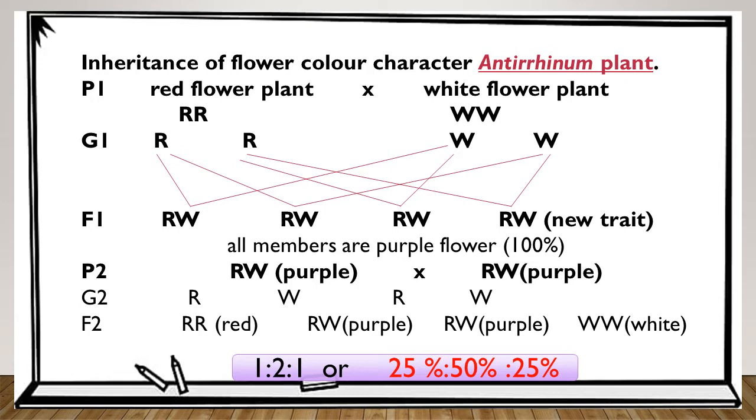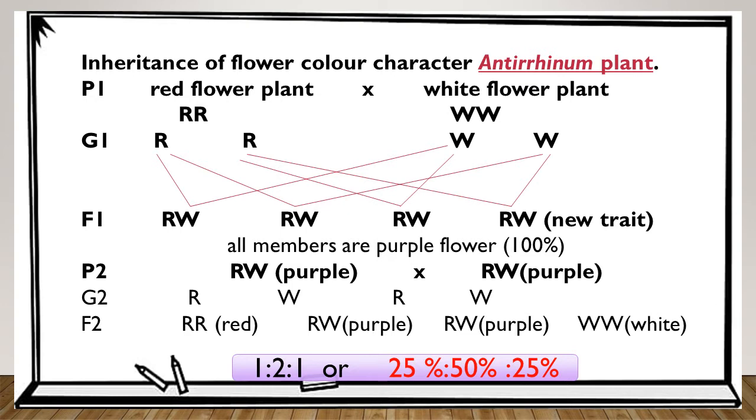So the first step is the gamete formation. As the parent is R capital, we have two types of gametes. One gamete carries the R capital gene and the other gamete also carries the R capital gene. And the other parent is W capital, so we also have two types of gametes. One gamete carries W capital and the other gamete also carries W capital. So we will find that the first generation are all RW.